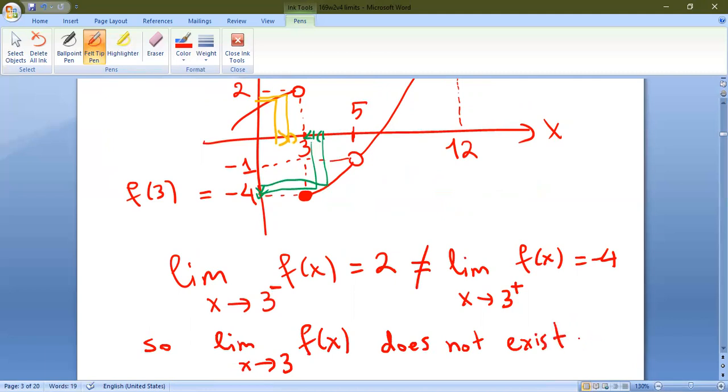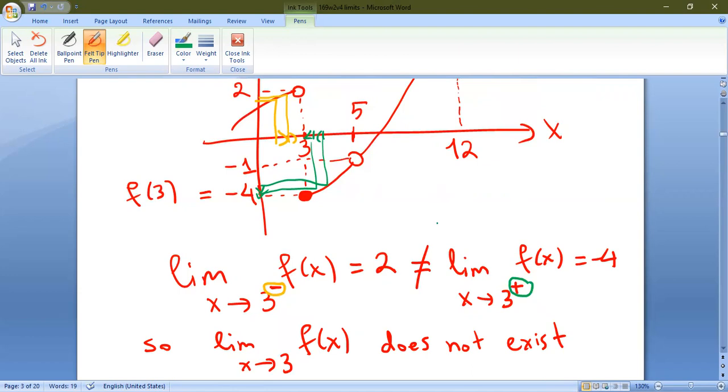Okay, as you see from the left, this minus is related to the inputs from the left of 3, so smaller inputs than 3, and then the green ones are bigger inputs than 3, or the right of 3. As you see, the outputs from the right of 3 are approaching -4. So they are not the same number. Then in that case, we say the limit of the function f as x approaches 3 does not exist.